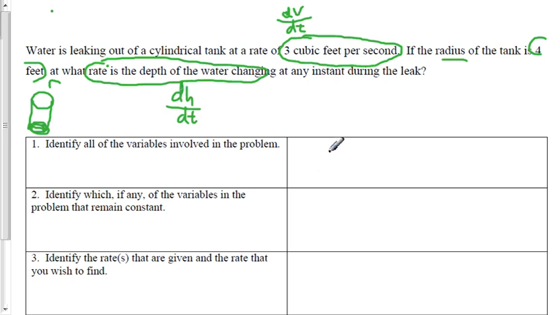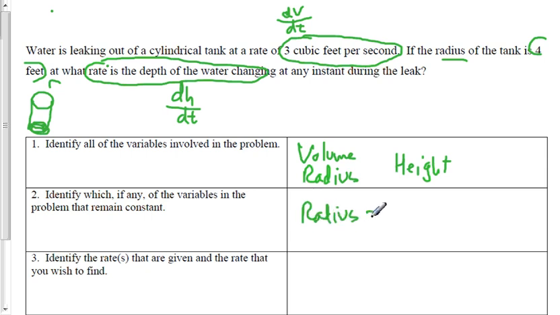Okay? So whenever I'm dealing with volume of a cylinder, what are the variables? Are we dealing with volume? Are we dealing with radius? Are we dealing with height? Well, hey, they told us something. They said the radius of the tank is 4 feet. So that's going to be constant. So that's going to be helpful. Radius is going to be equal to 4 feet. Label that 4 feet.